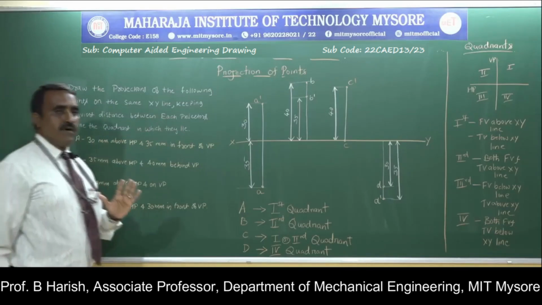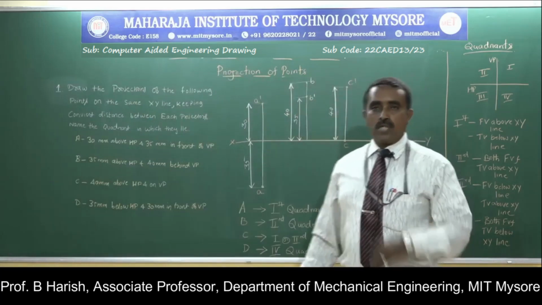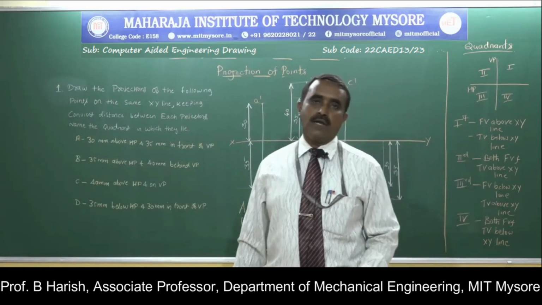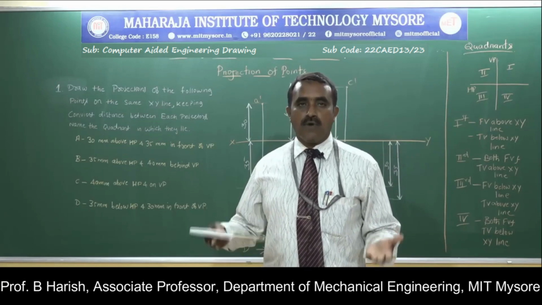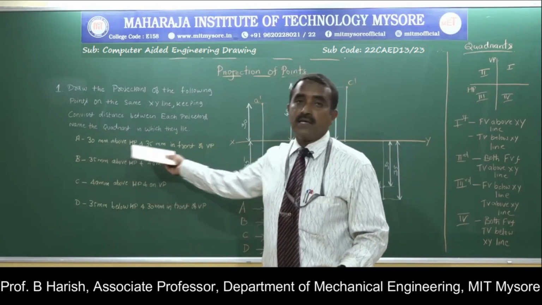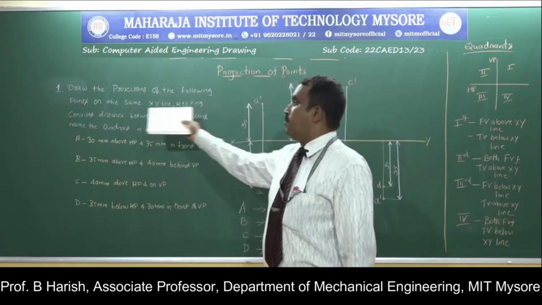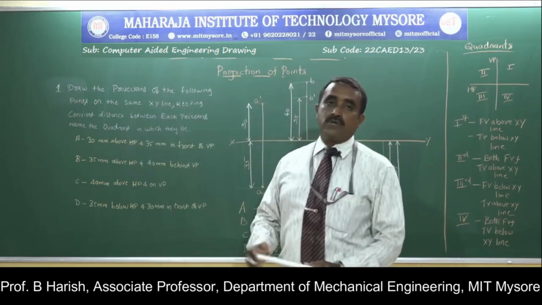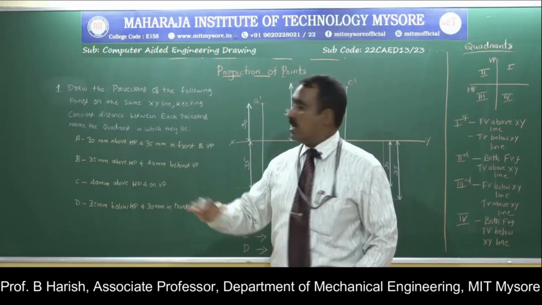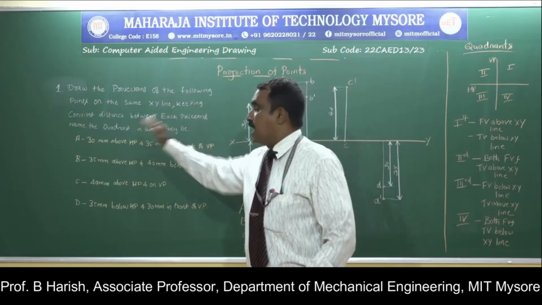So 4 points are given: A, B, C and D. The positions of all the points are given. So I have to draw projections for those points satisfying the conditions given. It says to draw the projections of the points on the same XY line. So the XY line will be a common XY line, keeping convenient distance between each projector, and name the quadrant.